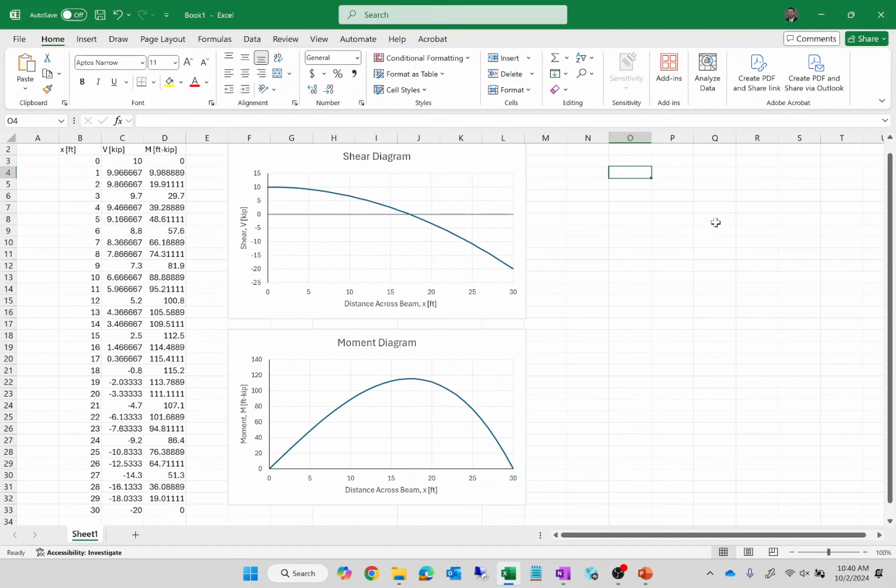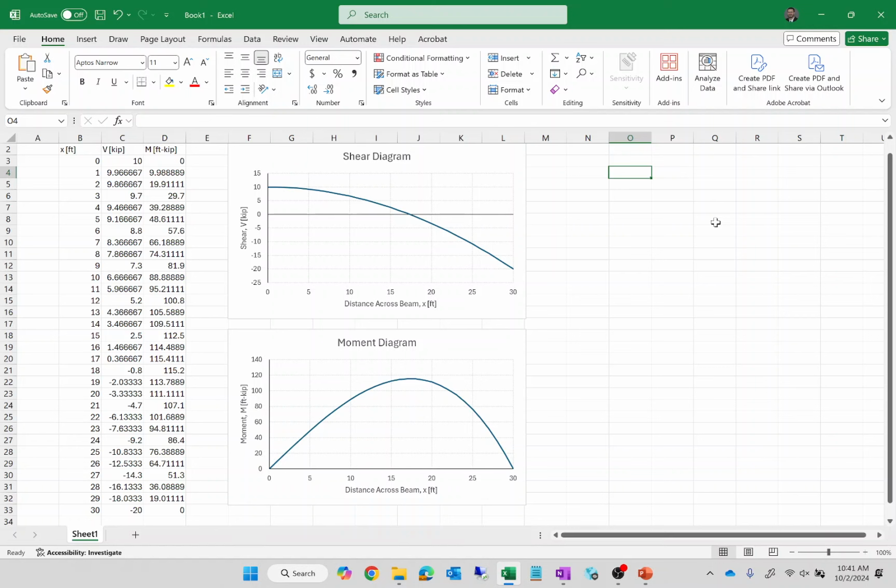Does the moment diagram kind of look like what we said it would? Pretty good, right? Okay. Does the place where shear equals 0 align with where the maximum moment is? It should, right? Because of our derivative integral relationship.